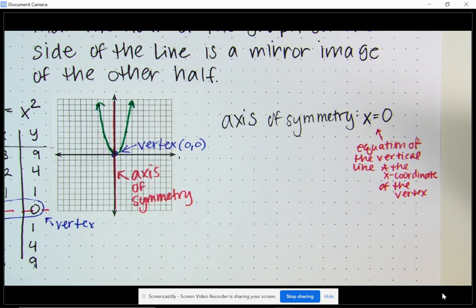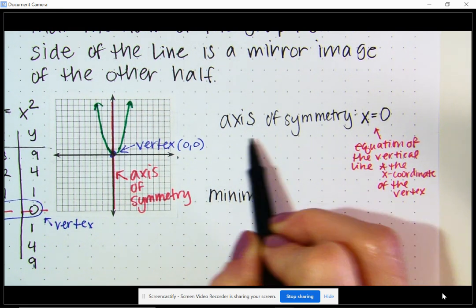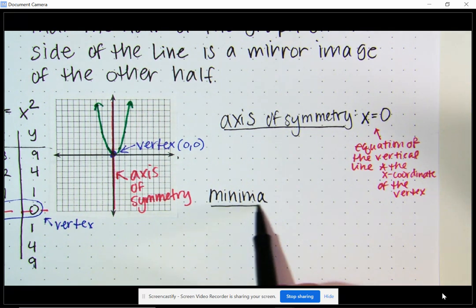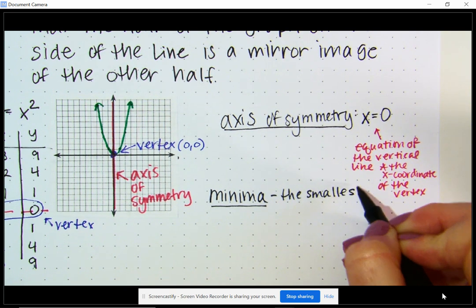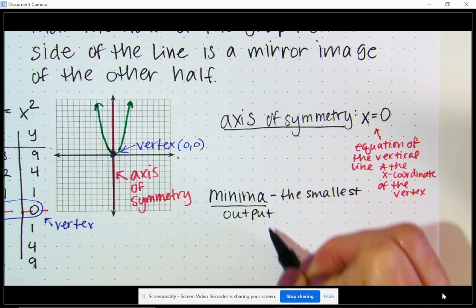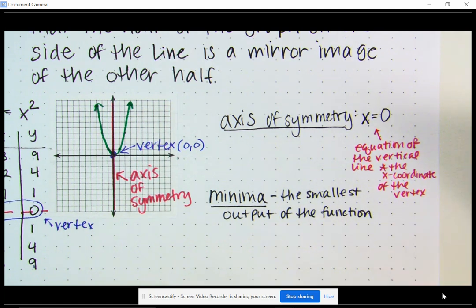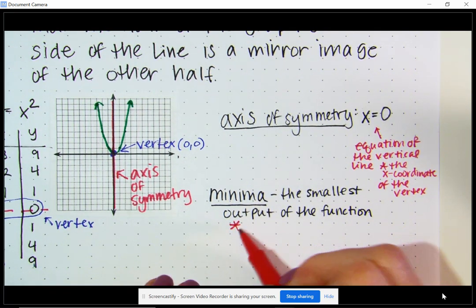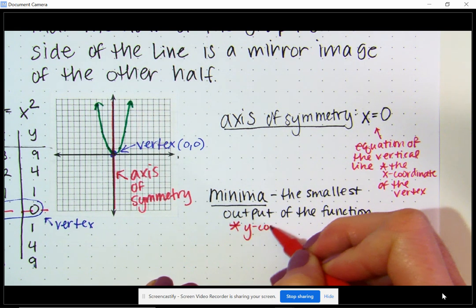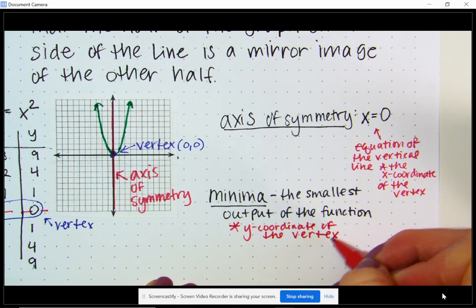Okay. There's something else that the graph shows us, and that's something called the minima. Okay, minima is the smallest output of the function. Okay, now output is a y coordinate or a y value. So they're asking for the y coordinate of the vertex.